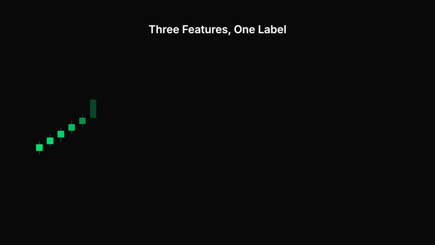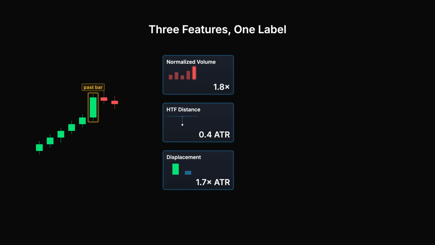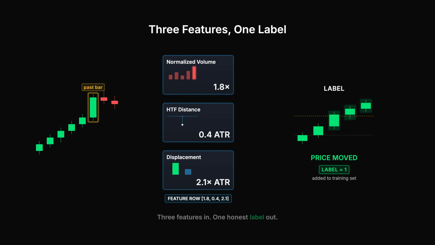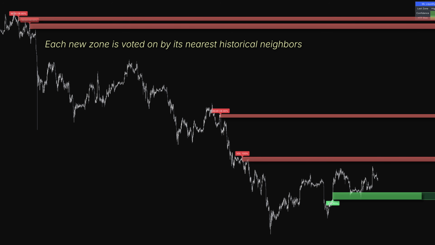That classifier is a real k-nearest neighbor model. Every past bar is turned into 3 features: normalized volume, distance to higher time frame levels, and candle displacement, and then labeled by whether price actually moved more than a set ATR threshold over the following bars. New zones are then classified by the vote of their nearest historical neighbors, and only zones clearing the confidence gate make it onto the chart.